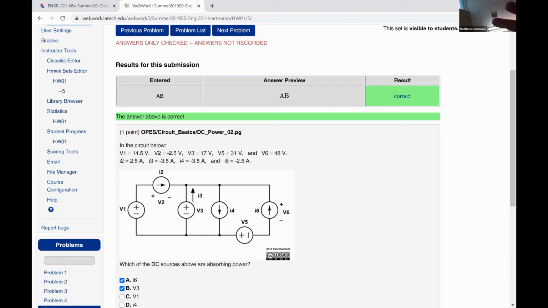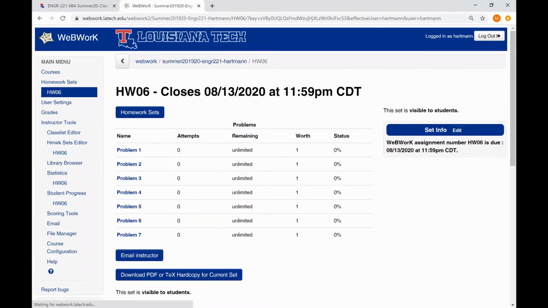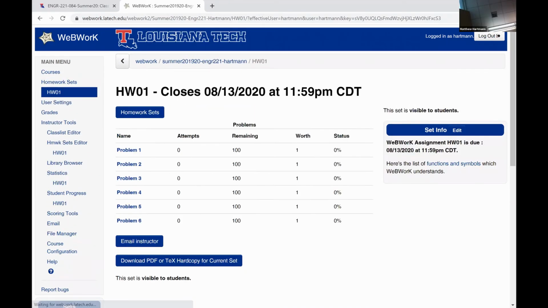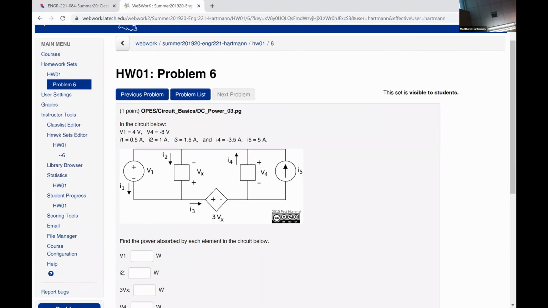Did that clarify things at all? Yes, sir. Okay. Any other questions regarding web work assignment number 1? Has anybody started number 2 or anything yet? I've got a question on number 1, problem 6. Problem 6, all righty, with the current I5. All right, homework set number 1, problem 6. Sorry, you guys would have probably passed out seeing that ugly mesh problem. All right, and you're saying with the current I5, you said? Yeah, or the power related to I5, I guess.